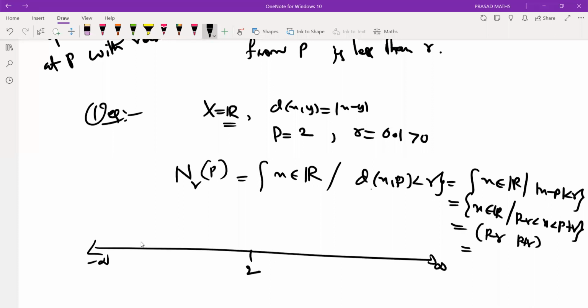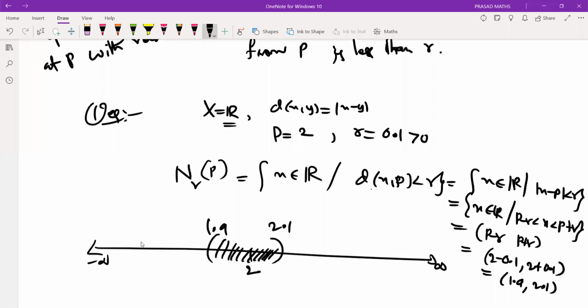Therefore, what is P? P is 2, and r is 0.1. Therefore 2 minus 0.1, 2 plus 0.1. This is exactly 1.9 and 2.1. So it is the set of all real numbers lying between 1.9 and 2.1.